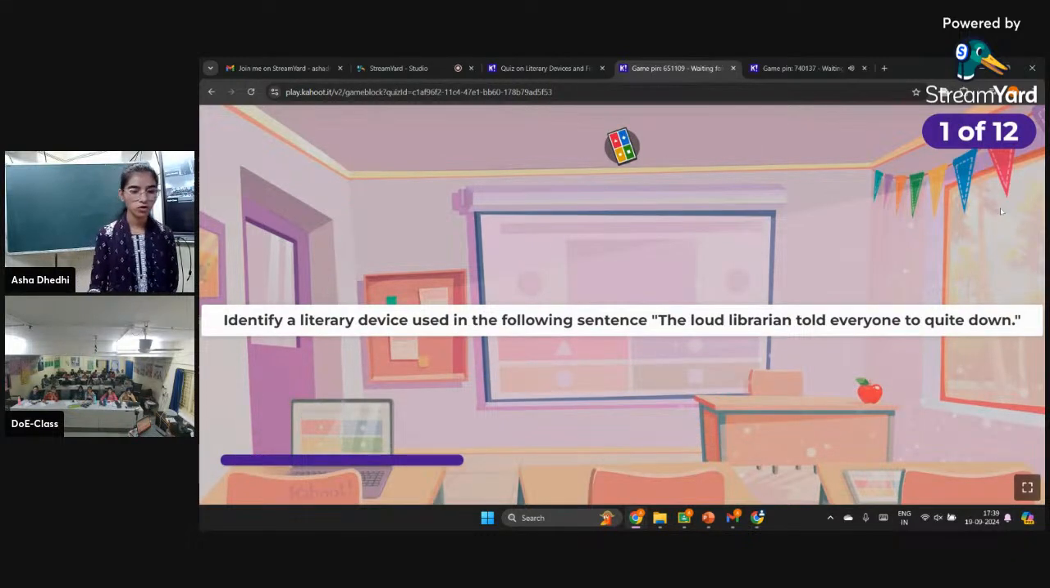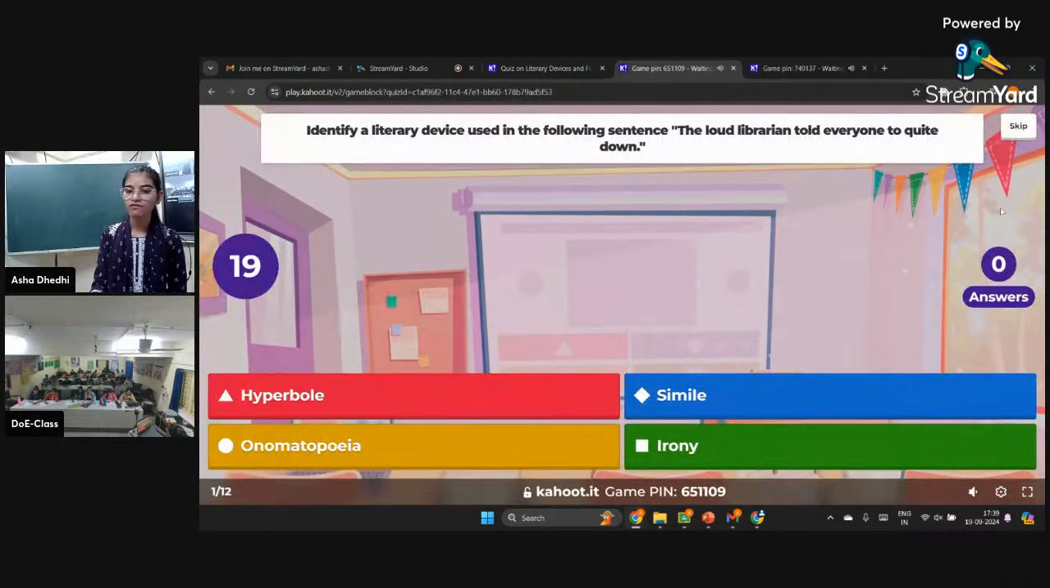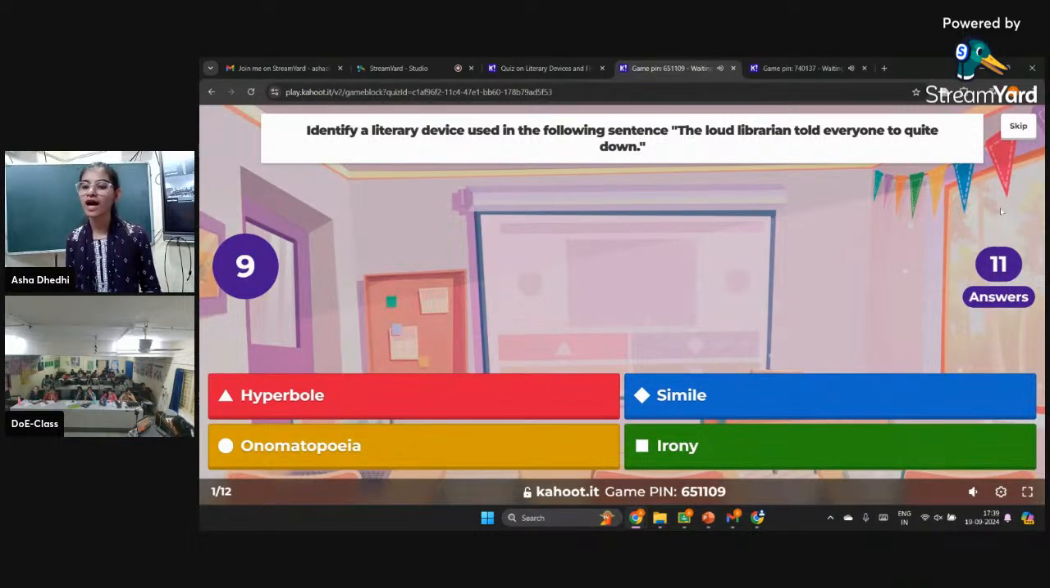So here is your first question. Identify the literary device used in the following sentence. The loud librarian told everyone to quiet down. So you have to identify the literary device which is used in this particular sentence. The loud librarian told everyone to quiet down.